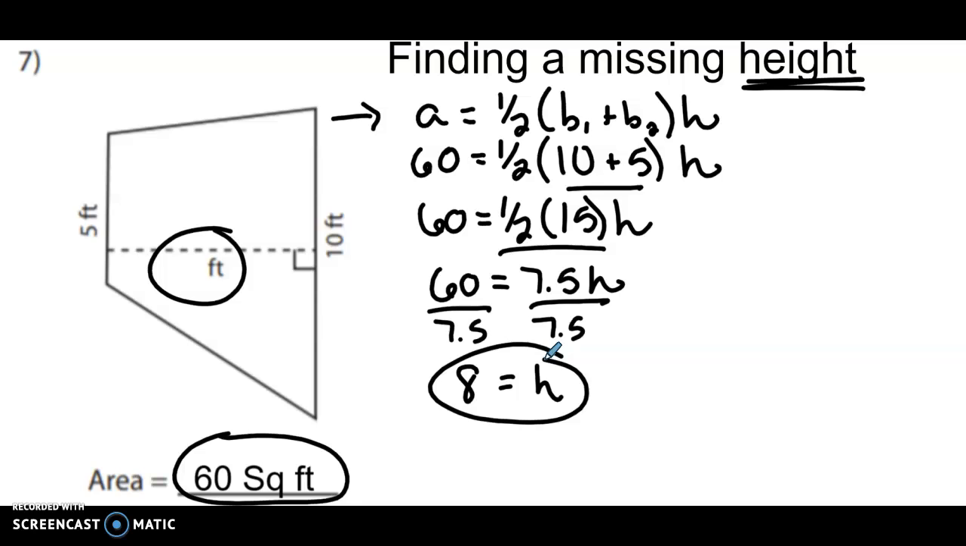Okay? Of course, I can always plug that in to check. So we know that our area has to be 60. So if this is 8, we would average our bases, 7.5, multiply it by 8, and as long as we get 60, we're correct, which we are. Okay? So that's finding a missing height.